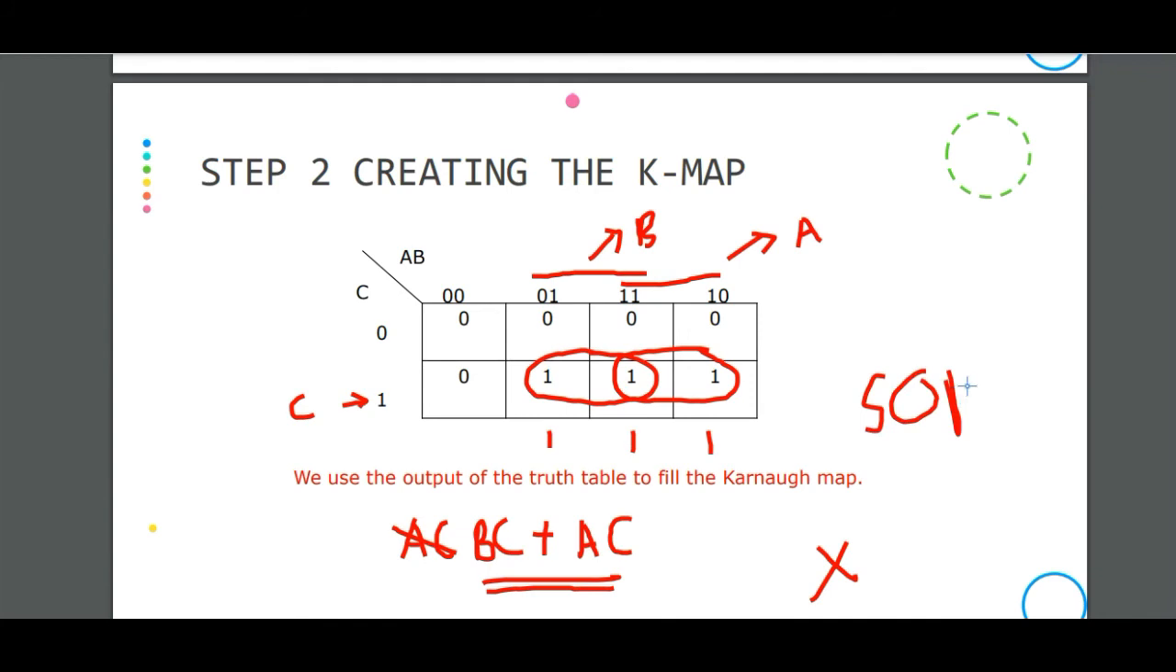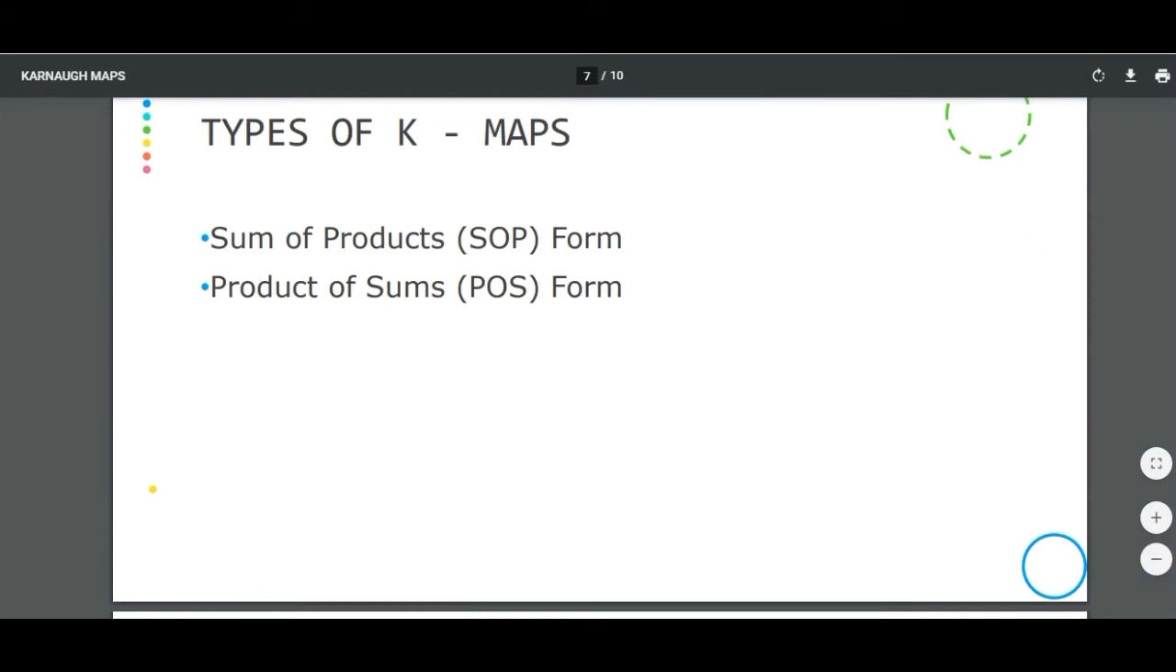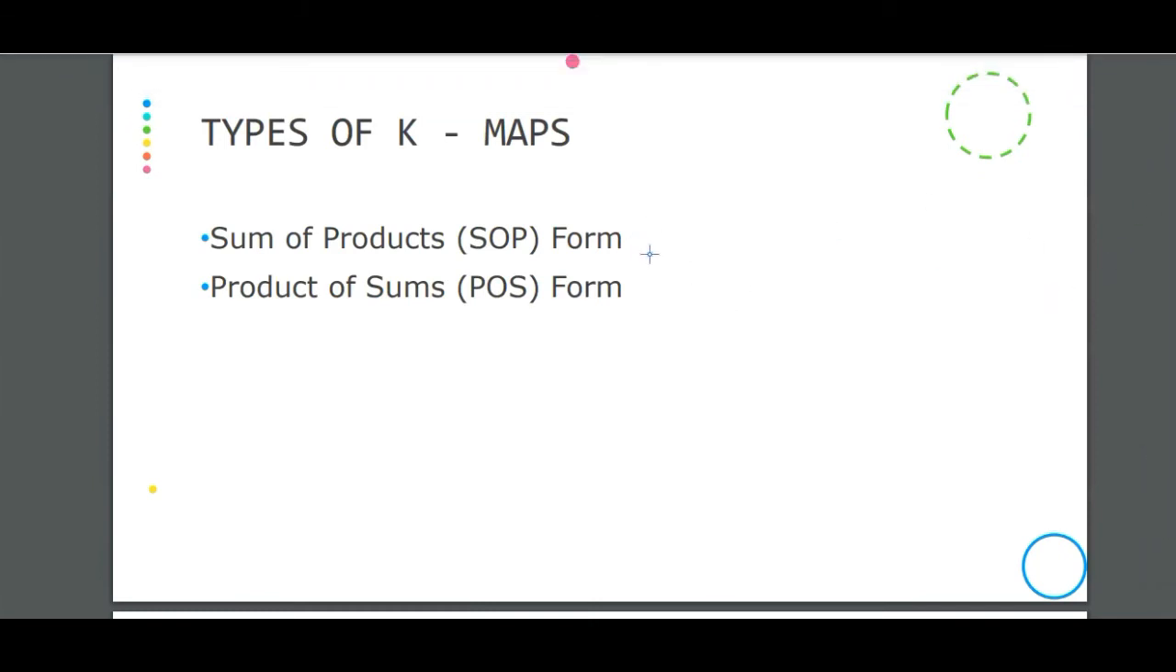So we are going to learn now, next, the 2 types of Karnaugh maps, which are SOP and POS. So let's move on to our next slide. As I said, the two types of Karnaugh maps we use are the sum of products, which we just made, and the product of sums, and we are going to learn that too today.